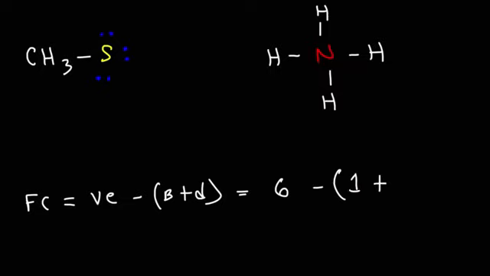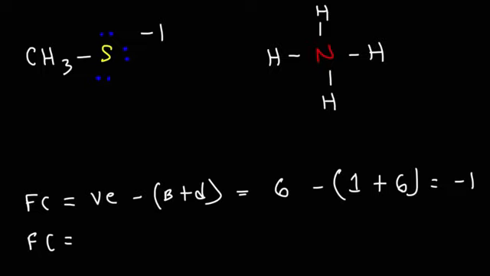Now, how many dots does it have? Well, we have 3 lone pairs, which is equivalent to 6 dots. So this is 6 minus 7. So the sulfur atom has a -1 formal charge.